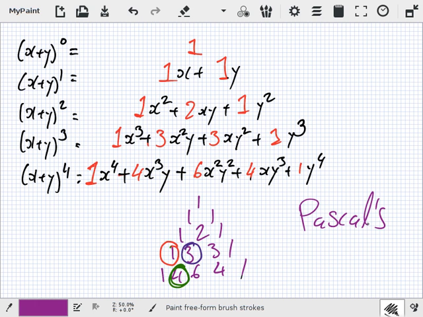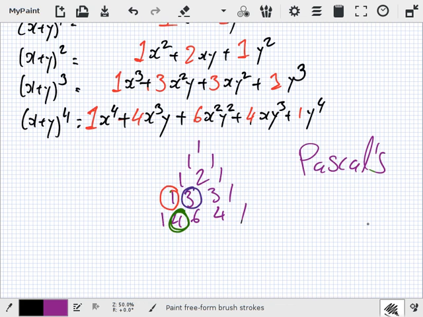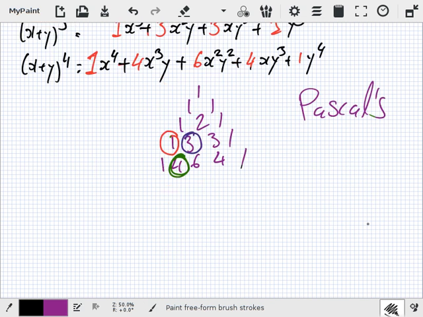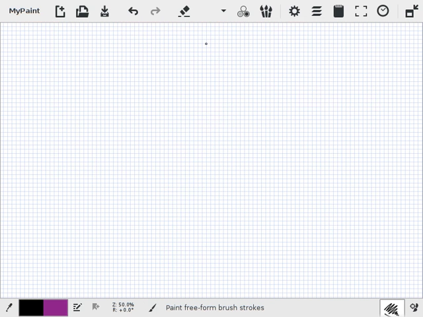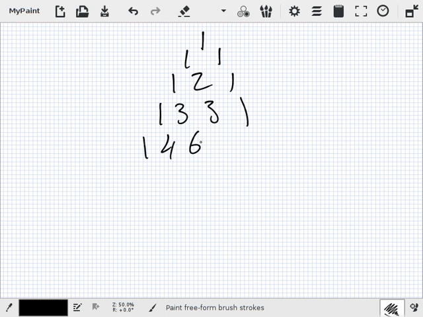Now I'll show you how to use the triangle in a moment, but what I need you to do is to write down the triangle. So let's make the triangle a little bit bigger. We'll see how many we can get added in here. So let's see, we have 1, 1, 1, 1, 2, 1, 1, 3, 3, 1, 1, 4, 6, 4, 1, 1, 5, 10, 10, 5, 1. One more? No, stop there.